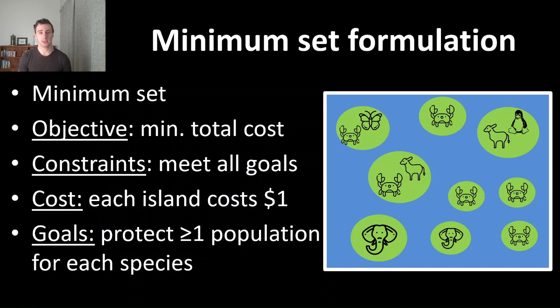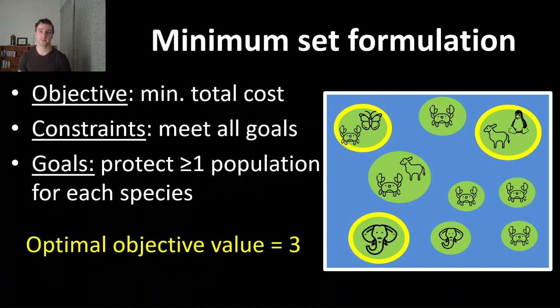So here our objective is to minimize total cost, and each island costs the same. Our constraints are that we have to meet all the goals, and our goals are that we want to get at least one population for each species. Given this problem formulation, the optimal solution would look like this, as shown in the yellow circled islands. This is because by selecting this set of islands, we can ensure that we get at least one population for each species, and this minimizes the total number of islands selected. It would be associated with an objective value of 3, because each island has a unit 1 of cost, and we've got 3 islands, so 3 times 1 is 3. This is the kind of optimization formulation that the Where to Work tool uses if you don't specify a budget.